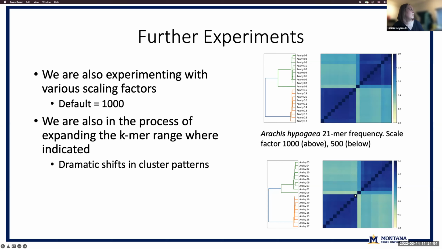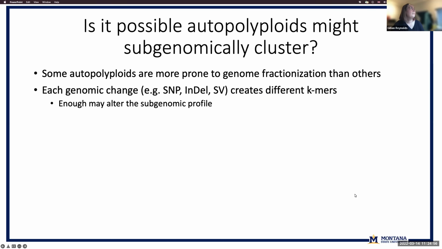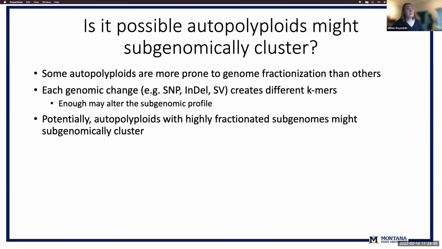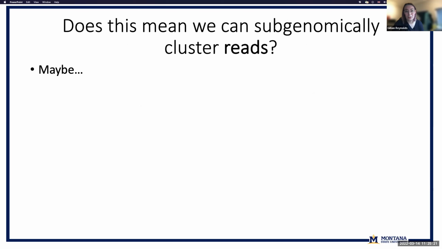Whether it just kind of repeated itself. So now, is it possible that autopolyploids might subgenomically cluster? Yes, those that are more prone to fractionalization may subgenomically cluster. Each genomic change does create different KMA profiles, and over time that may be enough to alter the subgenomic profile. So potentially autopolyploids with highly fractionated subgenomes might. All we're looking for is a differential KMA profile. So potentially yes. And does this mean we can subgenomically cluster reads?